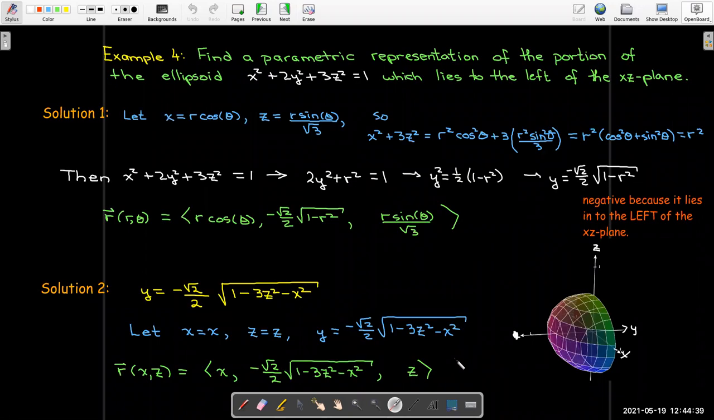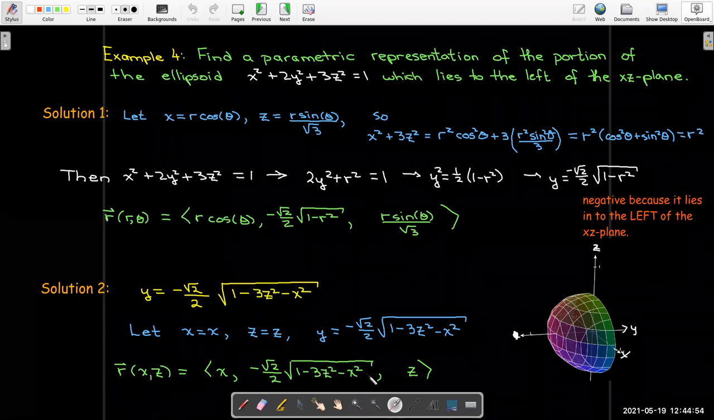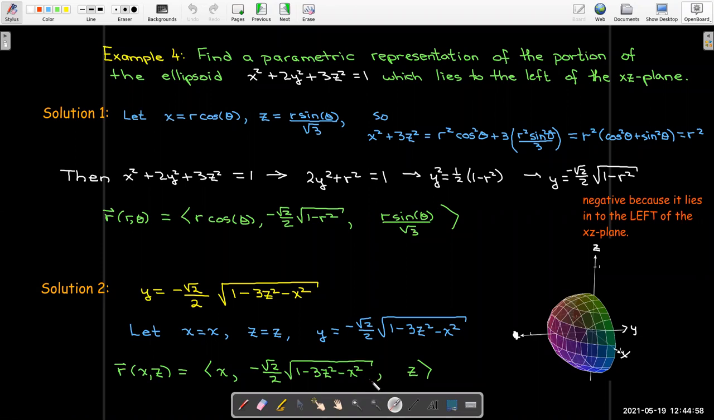Now let me go back for a minute. So which one would you use? Well, it really depends on what type of analysis you're going to do and how comfortable you are working with each one of these particular parameterizations. So if I'm going to be taking, you know, partial derivatives or something like that, it may be simpler to use one of these rather than the other. And sometimes you can't really tell ahead of time. You may have to spend some time working with it. And even if one is not easier than the other, they're very different. So it would give you a chance to be able to check your work.